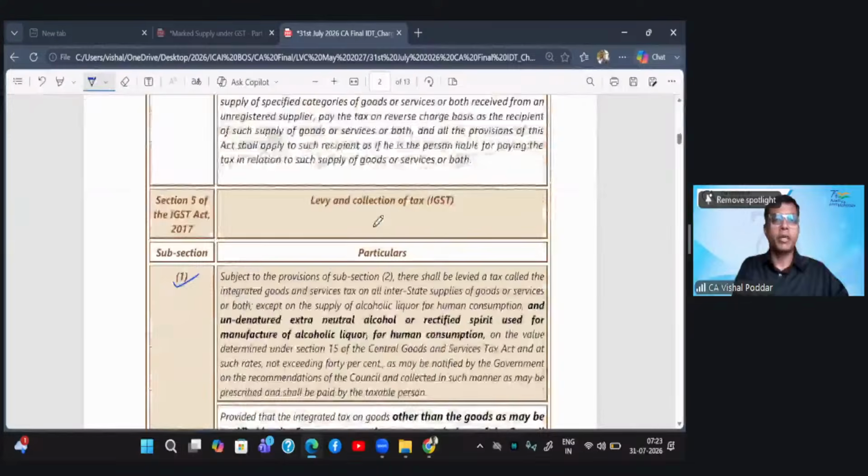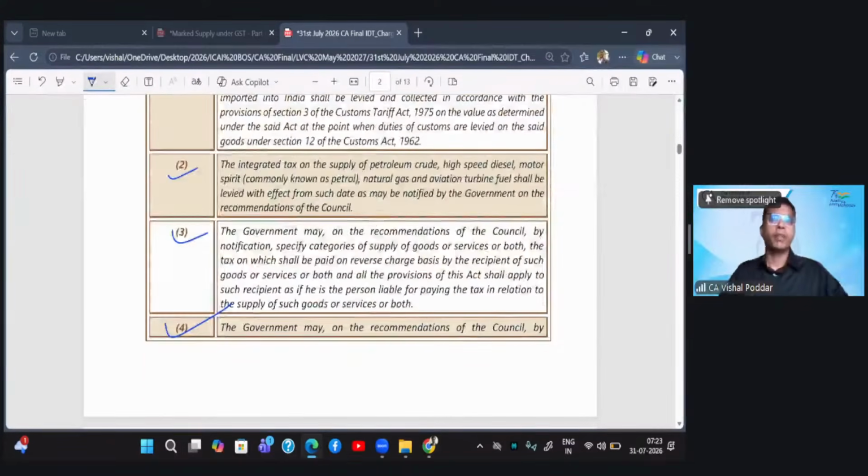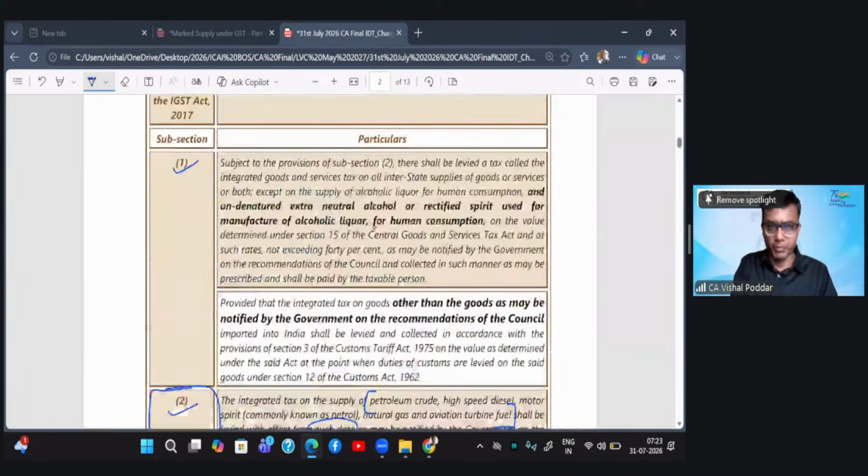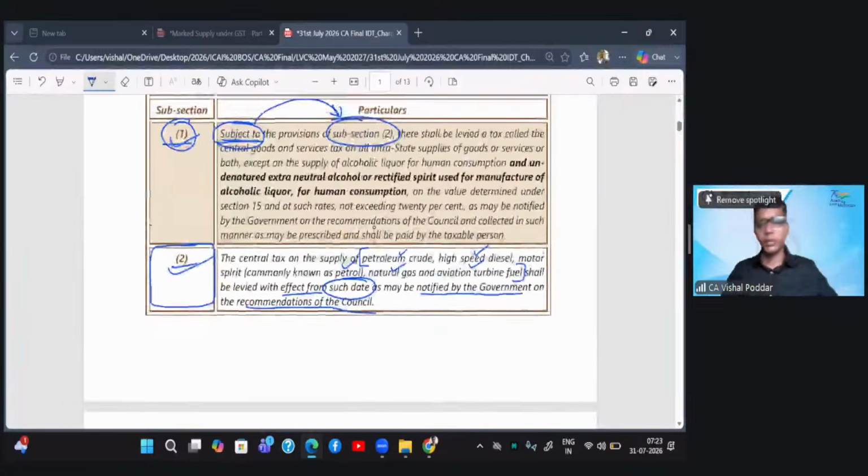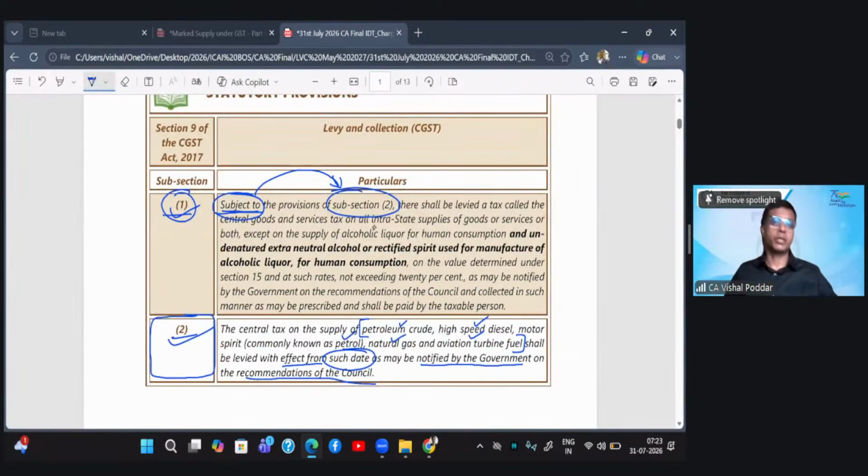If you see the parallel IGST Act, subsection 2 is also the same. It says that again, for these 5 products, there will be no levy of IGST also, and the levy of IGST will happen from some future date, which will be informed to us by the government. Now we come to the main charging section, which is subsection 1.